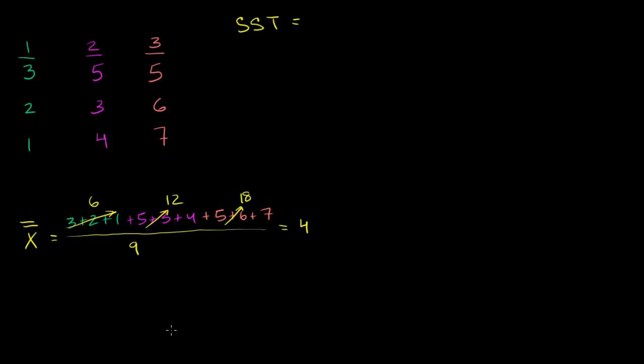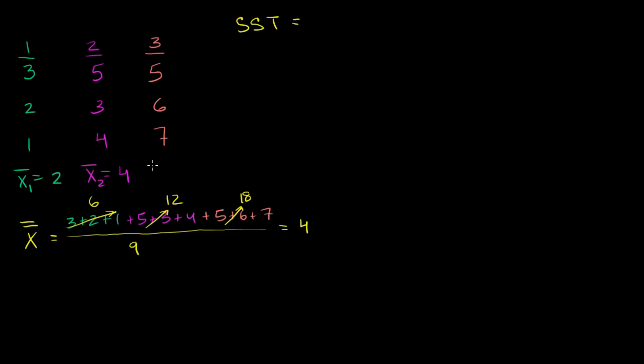And let me show you that that's the exact same thing as the mean of the means. So the mean of group 1 over here is 3 plus 2 plus 1, that's 6, divided by 3 data points, so that will be equal to 2. The mean of group 2, the sum here is 12. We saw that right over here. 5 plus 3 plus 4 is 12. Divided by 3 is 4, because we have 3 data points.